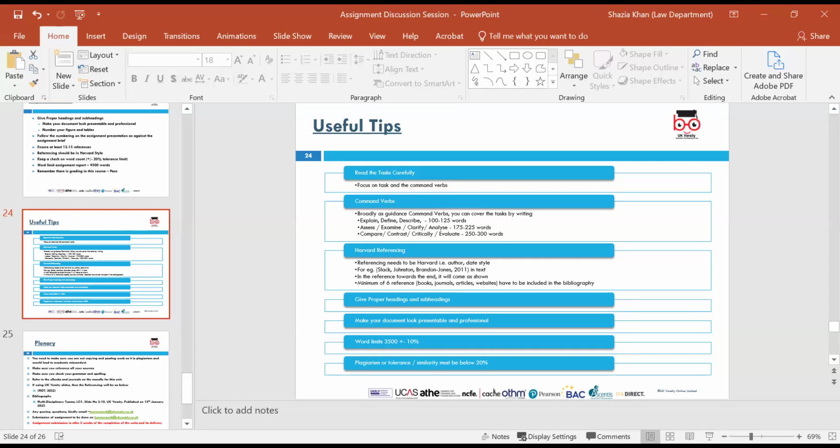Harvard referencing, again, going back to the Harvard referencing, needs to be Harvard style, i.e. the author, the date, and the style. For example, Slack, Johnston, Brandon-Jones, 2011 is in-text referencing. In the reference towards the end, it will come as shown, so there'll be the full citation at the end. Give proper headings, subheadings, as I mentioned earlier. Make sure your document is presentable. Word limit is 4,500, and you have 10% leeway here.